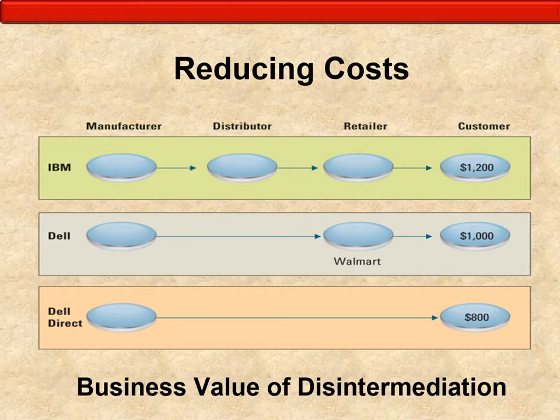Now notice how the customer price for IBM for a PC would range somewhere around $1,200. Well, Dell was able to trim some of that off, making their product a little bit more affordable, a lot more attractive, and they were able to sell it for $1,000 and still make a sizable profit.